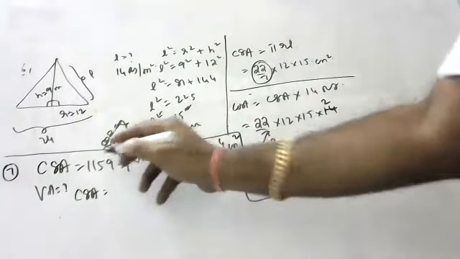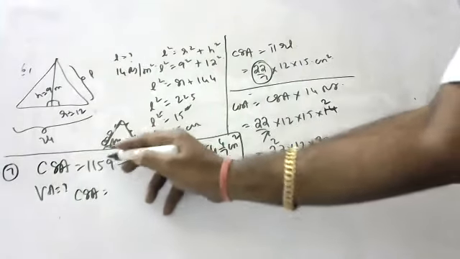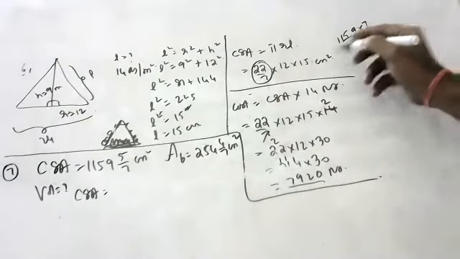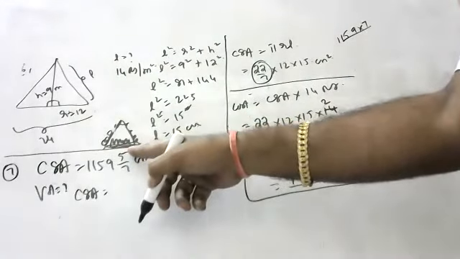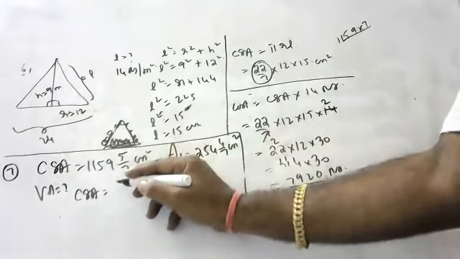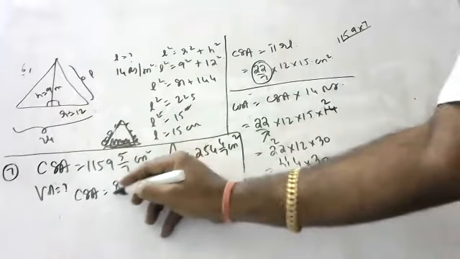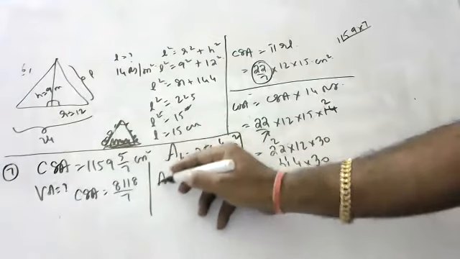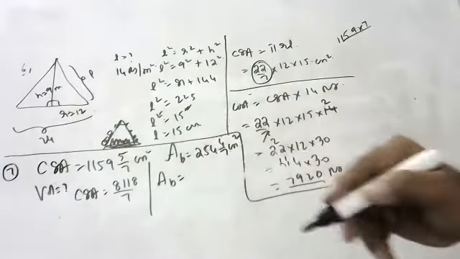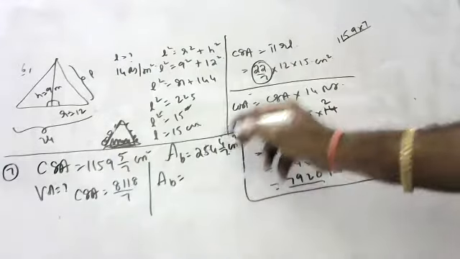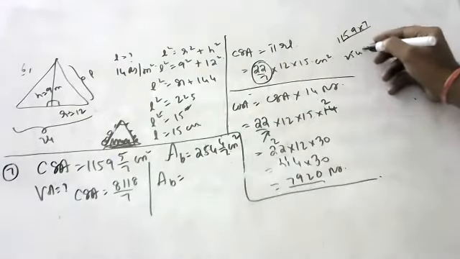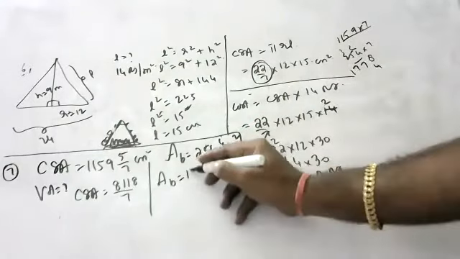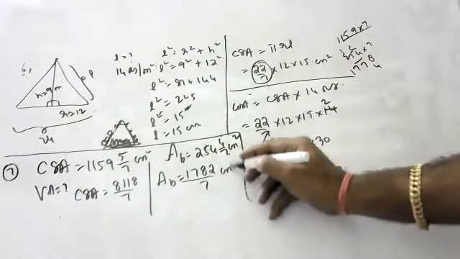CSA is equal to 1159 5 by 7 plus... How much is 1159 into 7 plus 5? Sir, total is 8118. 8118 by 7. Correct or no? This you added after multiplying? Yes, sir. Be careful because everything will go wrong. Can you tell this into this plus this? 254 into 7 plus 4. 1782 by 7.